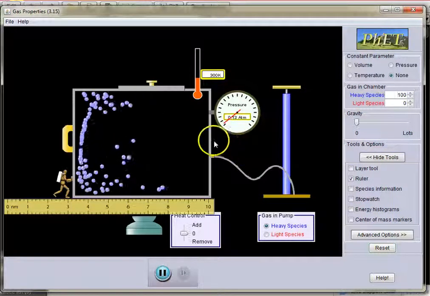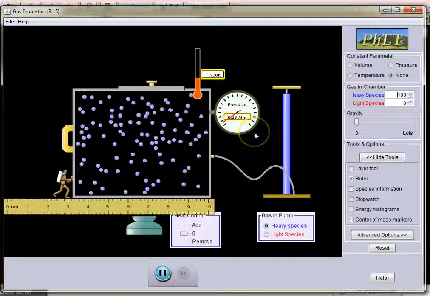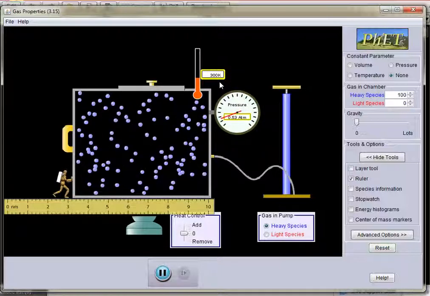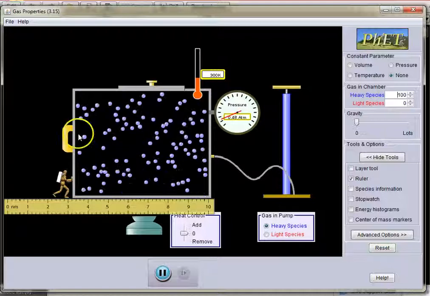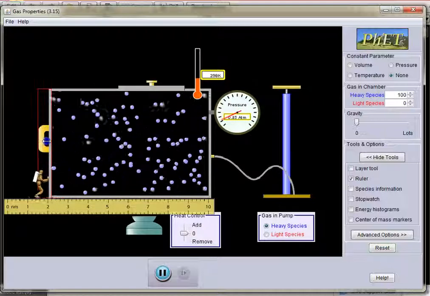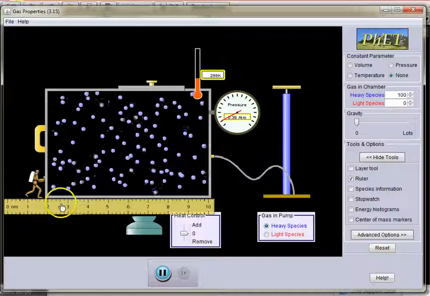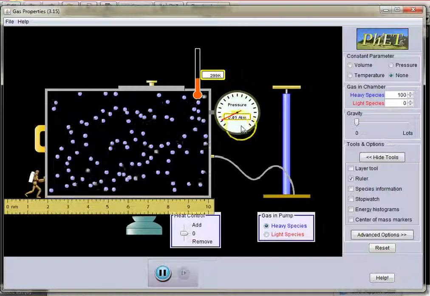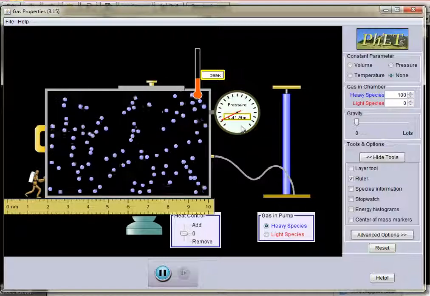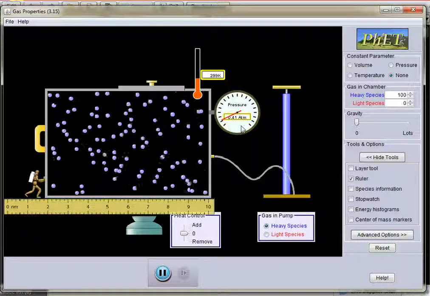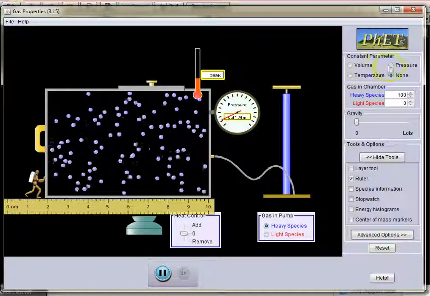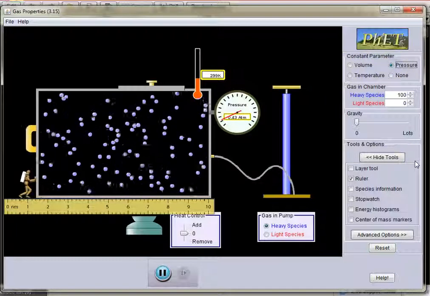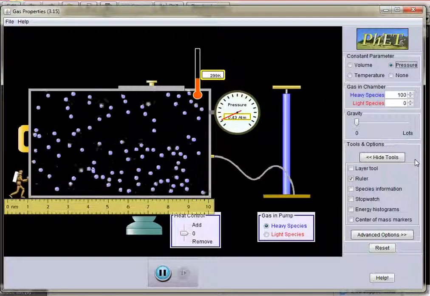So you have a pressure there, and you have a temperature. Now we'll slide this to 2. The volume is about 8 units. Pressure is about 0.4 or 0.45, something like that. Now set the constant parameter to pressure. That's what Charles proved, right? And he kept the pressure constant.